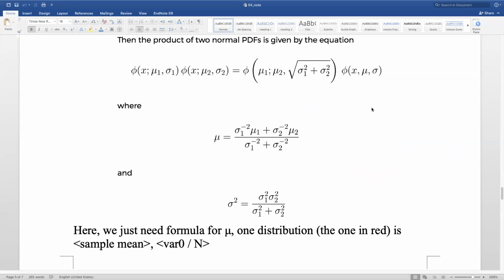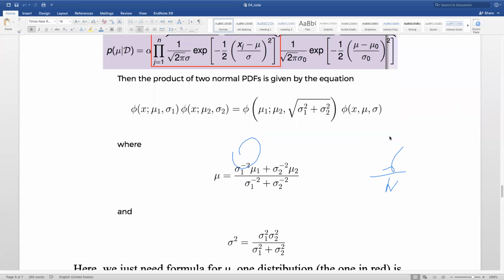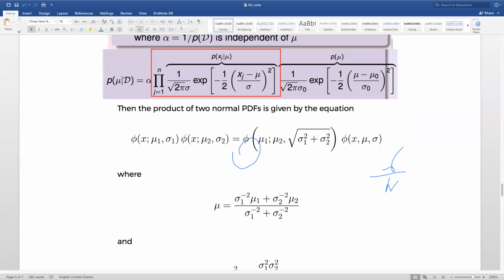Using this conclusion, we come back to here. Each xi has a variance, maybe sigma. Now if we have n of them, it should be sigma divided by n. I hope this is okay with you guys. Another thing that you need to pay attention to is this: this is one term, and this is n terms.